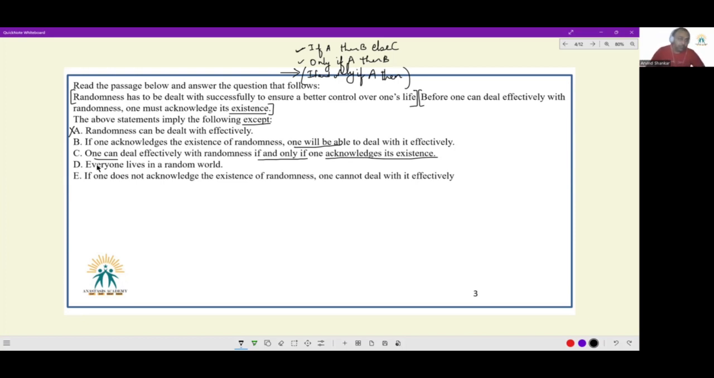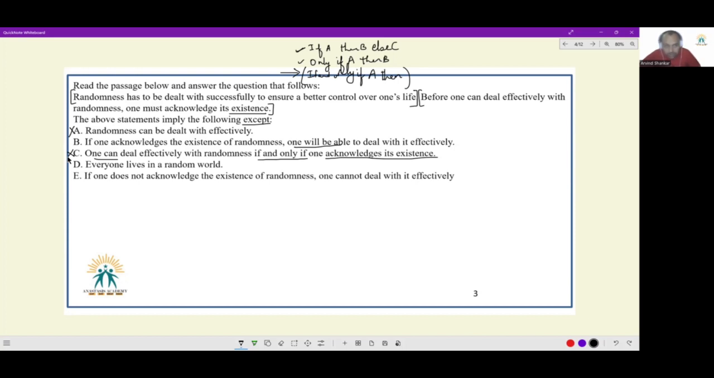Therefore, between the two of them, C is inferable, C is implied, B is not implied. C goes away. Option D, everyone lives in a random world. Now, from the given statements, it is difficult to come to the implication that everyone lives in a random world. But given the generic nature of the statements, these are not very specific statements for a particular person.